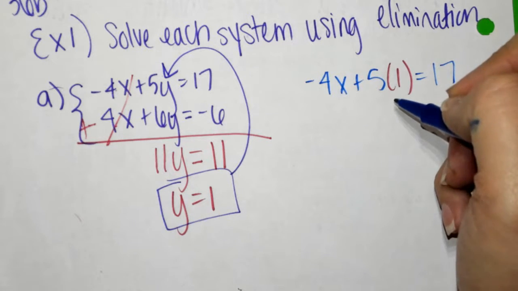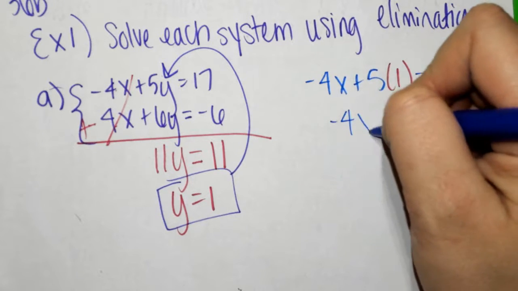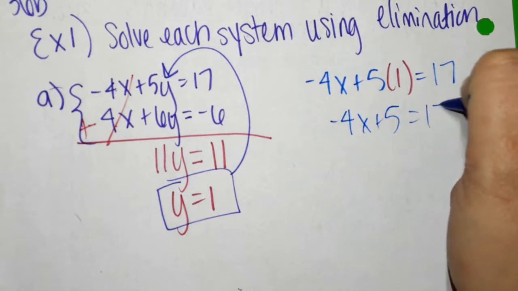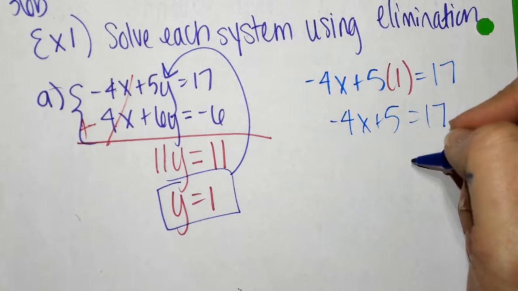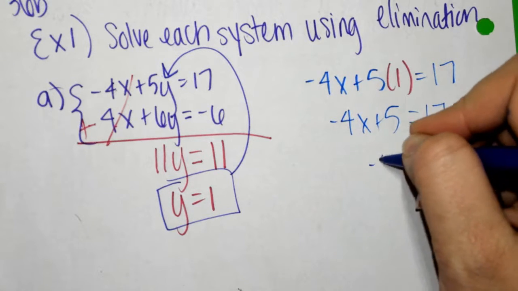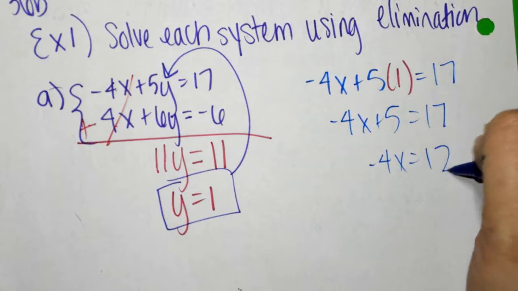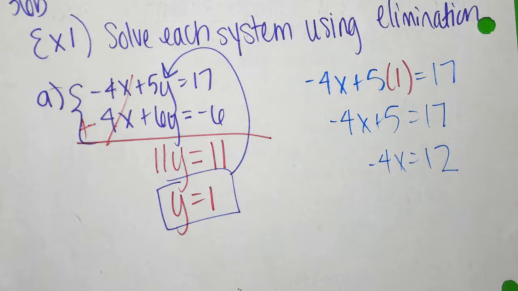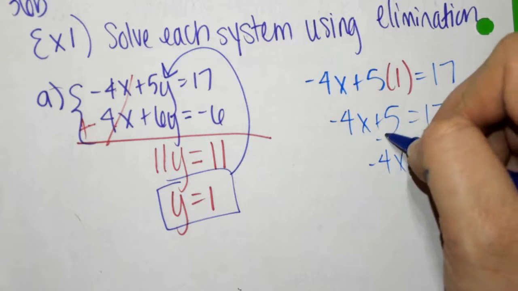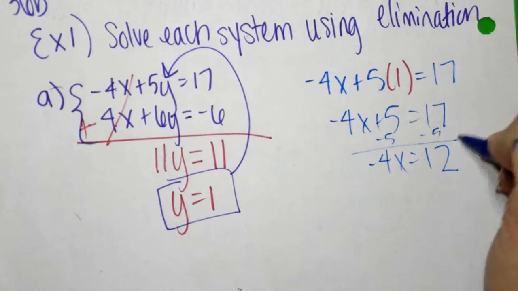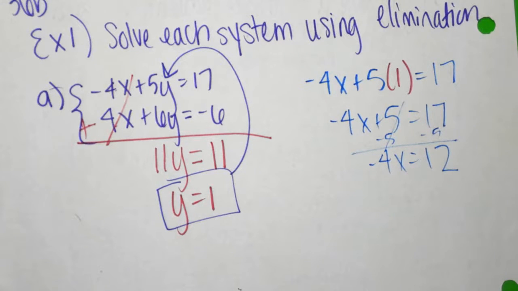Times 1 equals 17. All right, what's 5 times 1? 5. Does everybody see where I got 12 from? Yes. You subtracted 5 from both sides, and 17 minus 5 is 12. Now, Kobe, for a point for your team, tell me what's next.